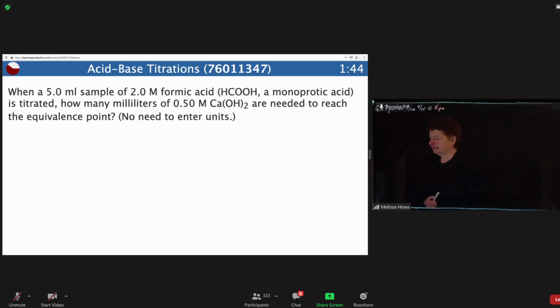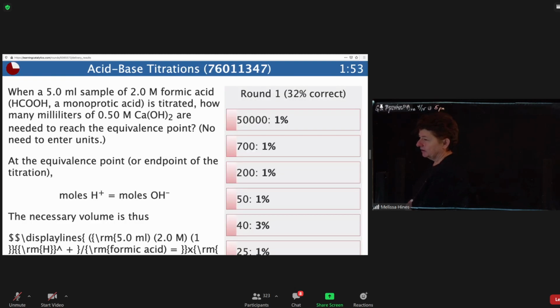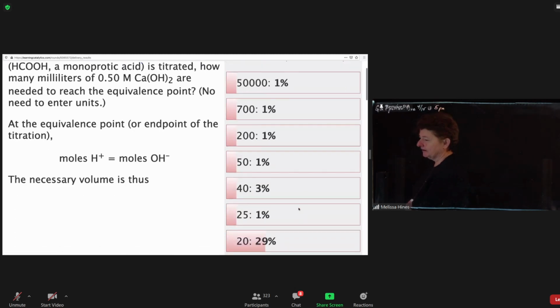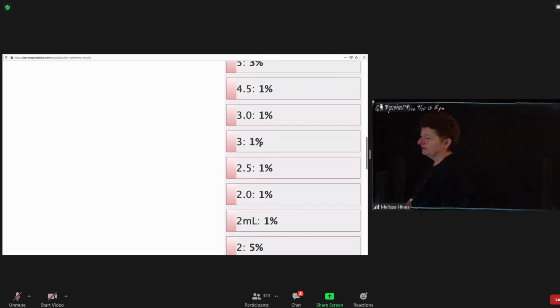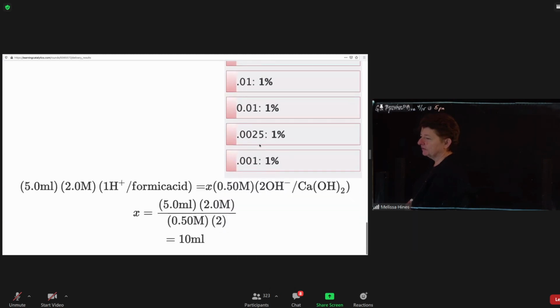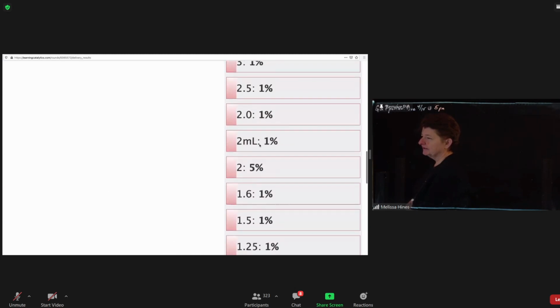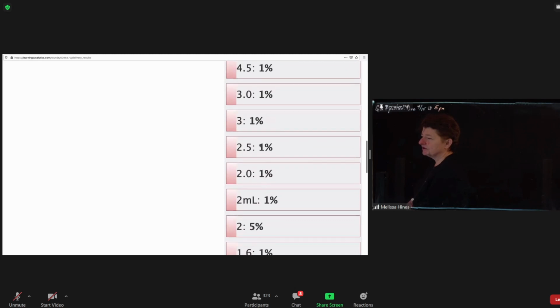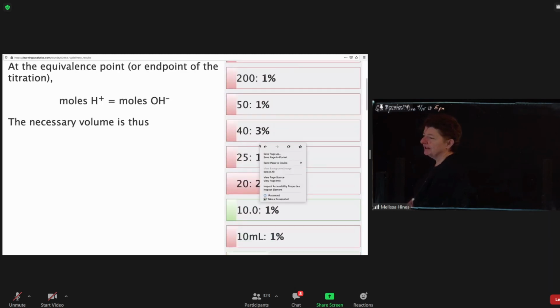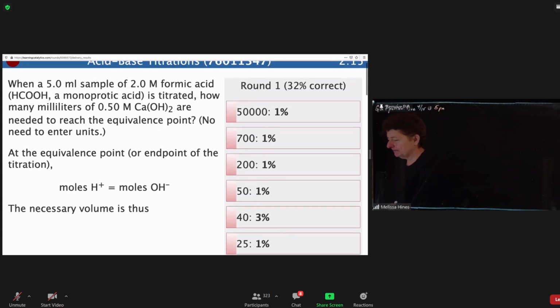Okay, let's get those final answers in. Okay, a third of you got it correct. And a third of you said it was 10 mLs. But if you will notice, there are a bunch of you that said 20 mLs. Yes, there, look at that, 20 mLs. 30% of you said it was 20 mLs. Now, why did 30% of you make that mistake?